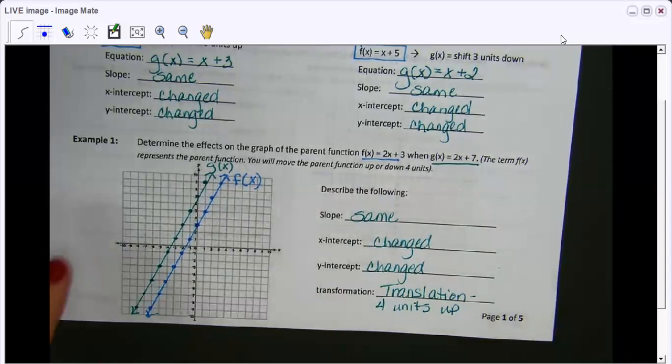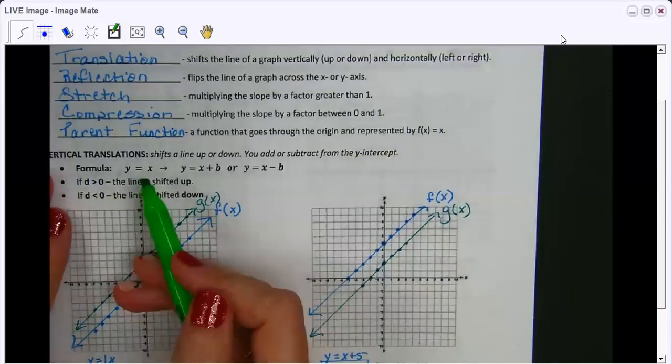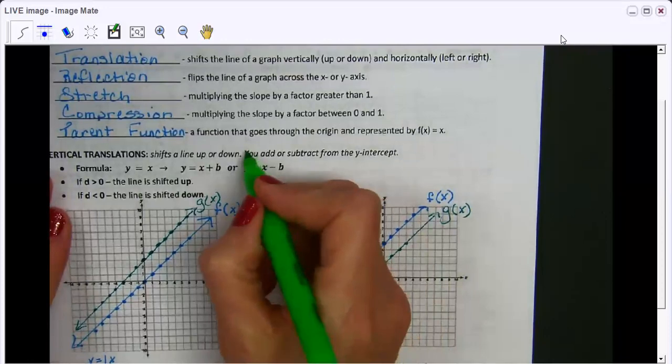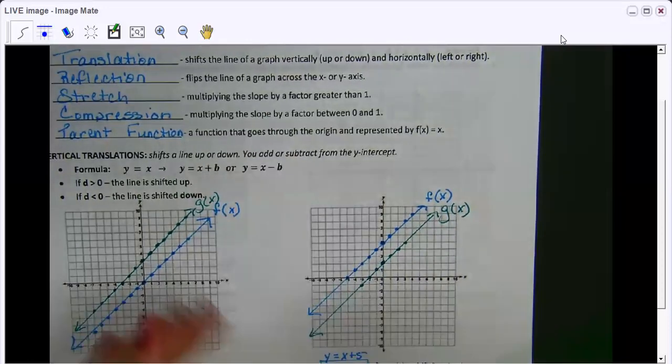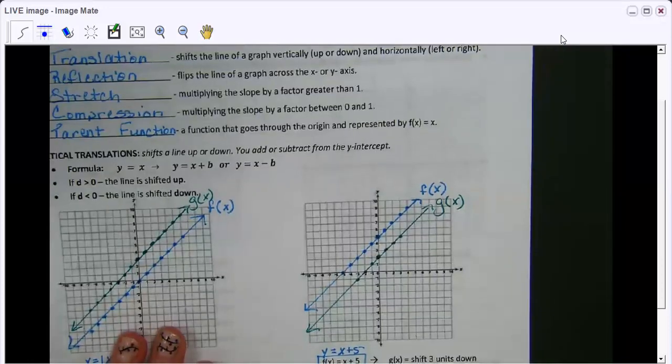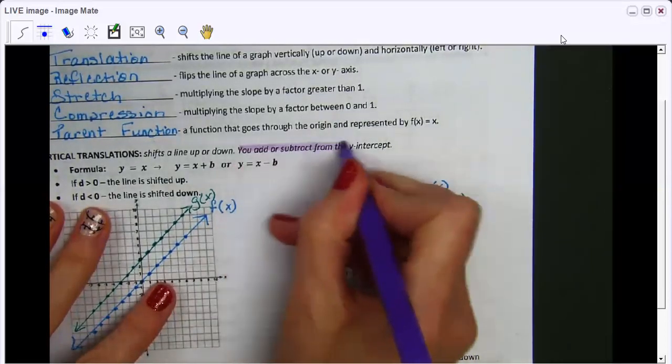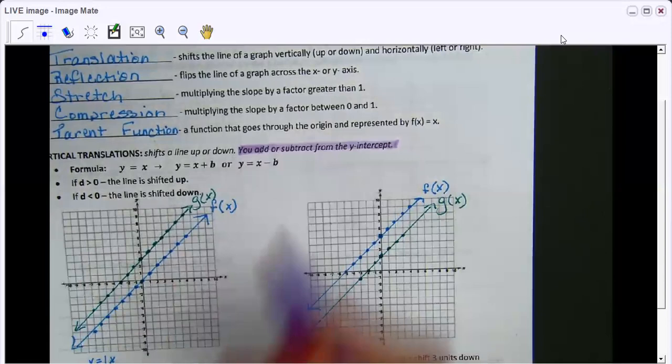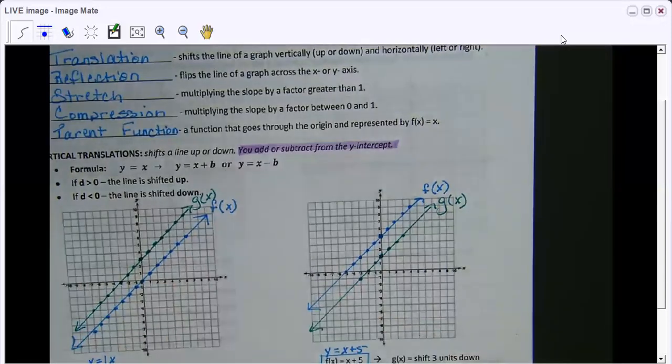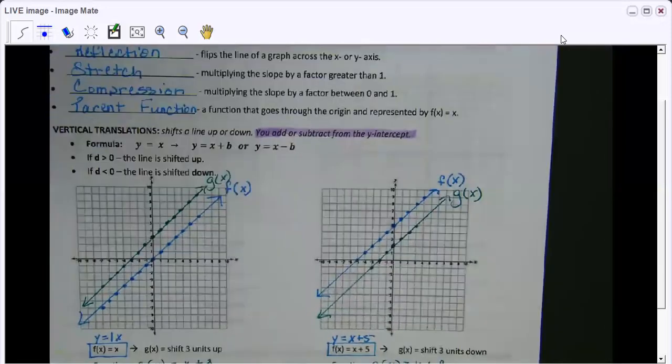Oh, one thing we did highlight yesterday on the notes is the rule for a vertical translation. This is what you need to keep in mind: you are adding or subtracting from the y-intercept only. You leave the slope alone, okay? All right, let's go to page 2.